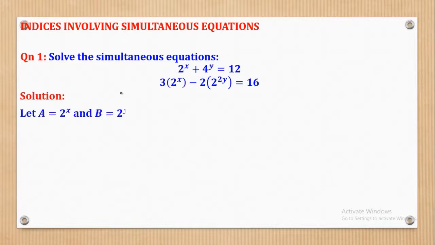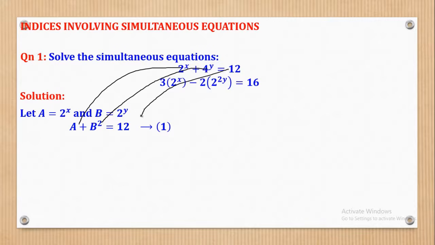So what you're going to do, we shall say that let a be equal to 2 to the power x and b be equal to 2 to the power y. Therefore, from equation a, this becomes a, and this one, remember, it is 2 to the power 2. Therefore, 2 to the power y is b, but there is also another 2, which is a power, and that is why you see here b squared. This 12 is maintained. That is equation 1.